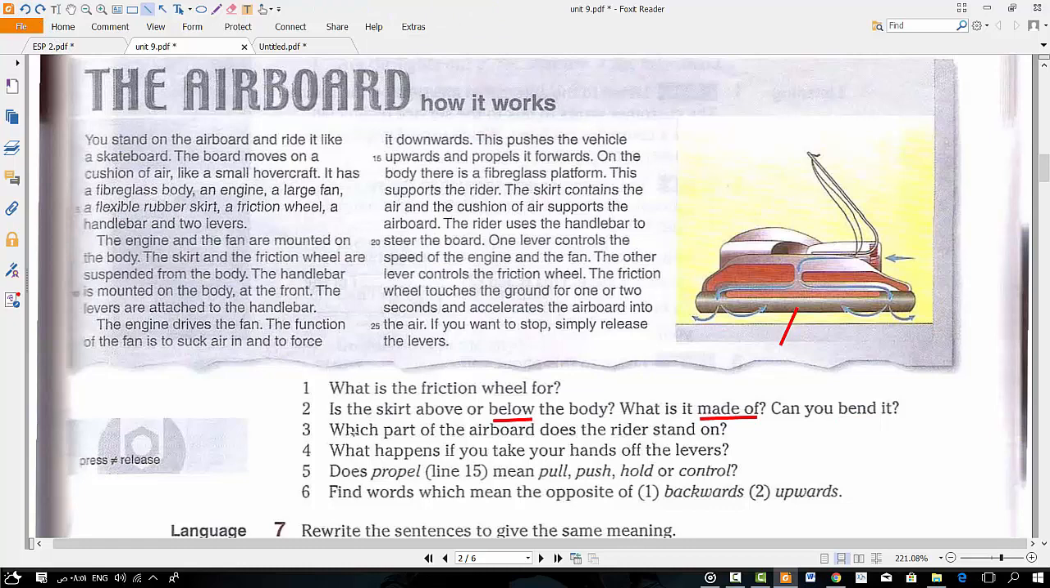3. Which part of the airboard does the rider stand on? The body. The rider stands on the body.